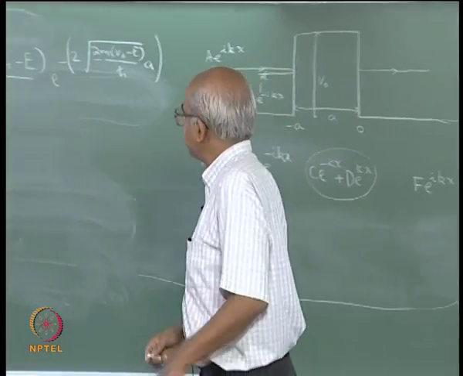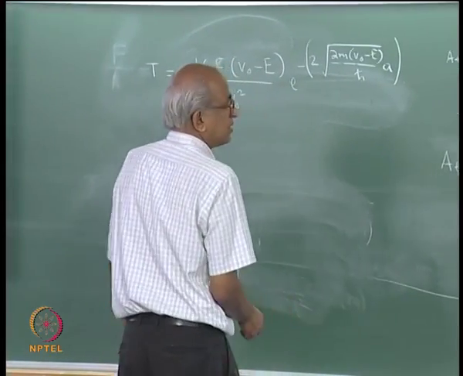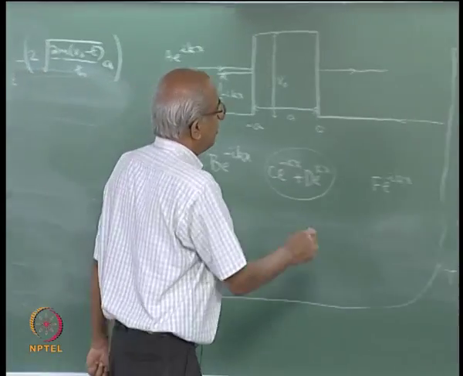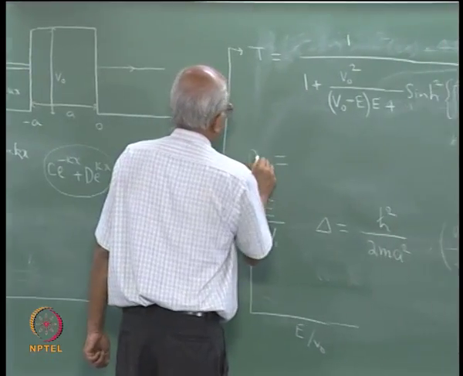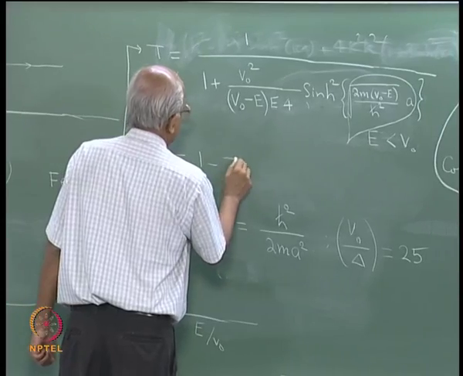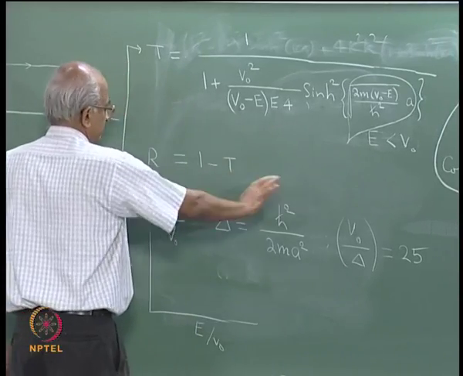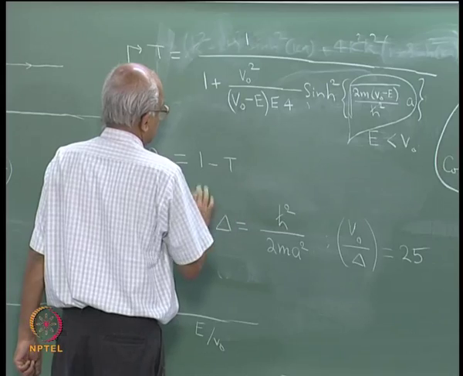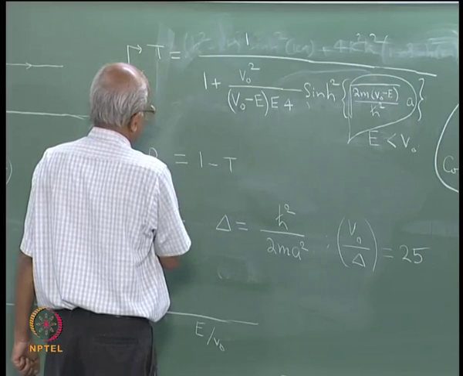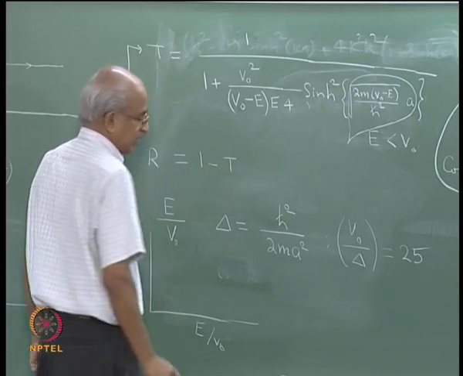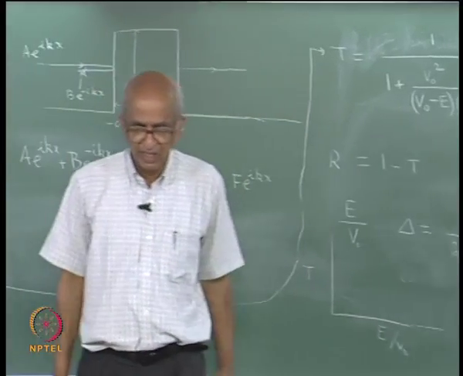So, it is actually possible to derive an expression for the reflection coefficient also. What would that be? R would be given by 1 minus T, where T is the transmission probability or transmission coefficient. You can calculate that also.